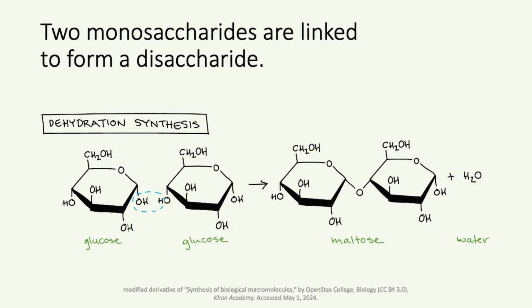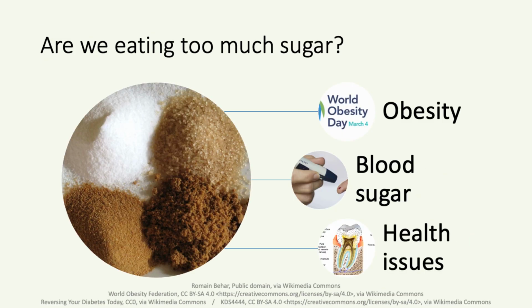Two monosaccharides are linked to form a disaccharide. Maltose is formed from two glucose monomers. Are we eating too much sugar? The WHO recommends that less than 10% of daily calories come from added sugar. Research supports the correlation between obesity, blood sugar levels, and adverse health effects.